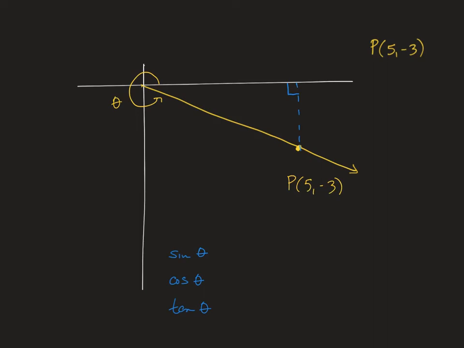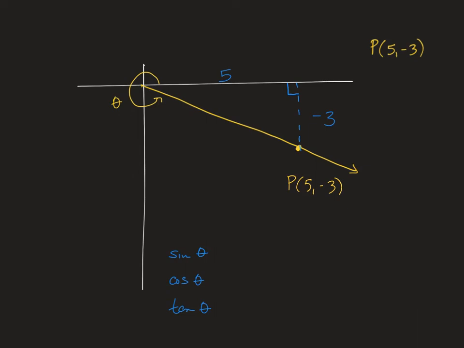So, since that terminal arm passes through the point (5, -3), I actually know the side lengths on my right triangle. For me to get down to point P, I must have gone across 5 and down 3. And by doing that, I've been able to label the two smaller sides of my right triangle. The only thing I'm missing is my hypotenuse.